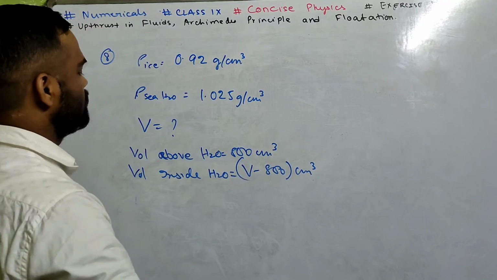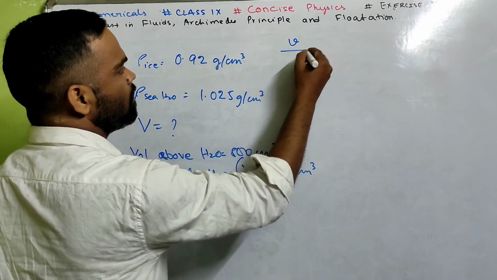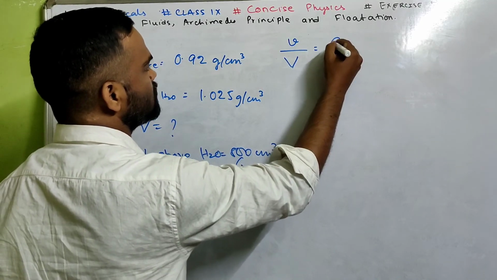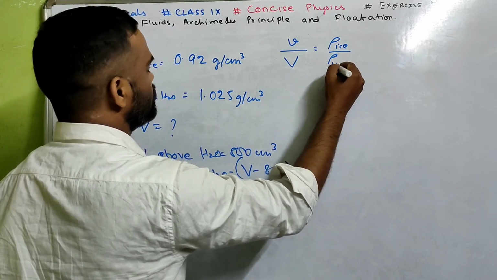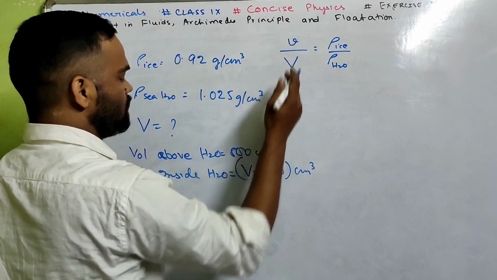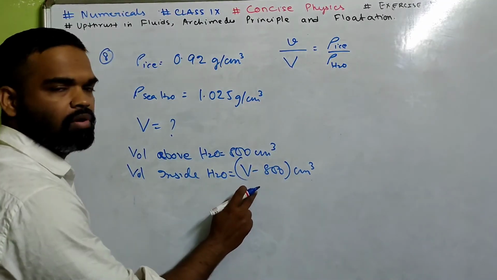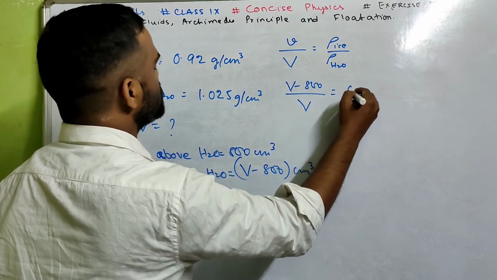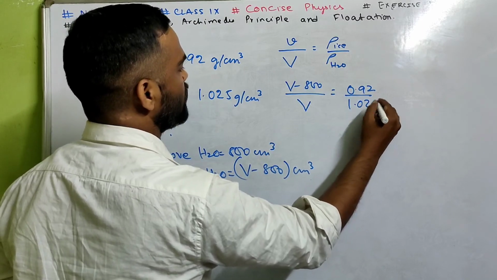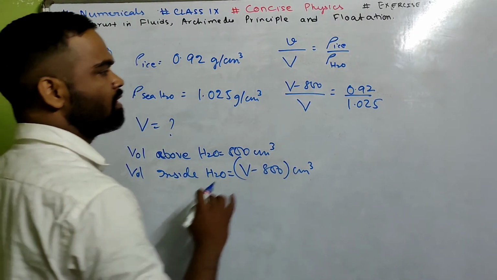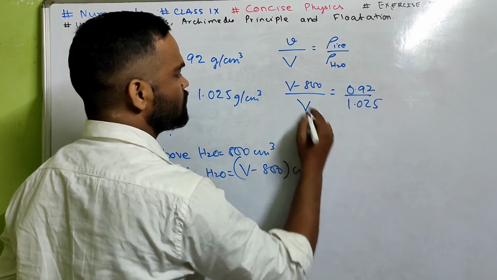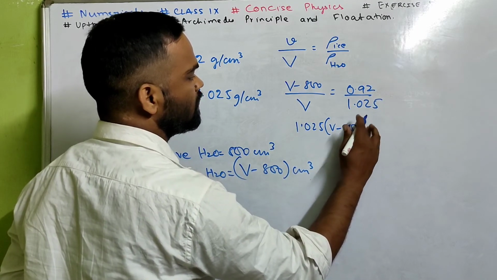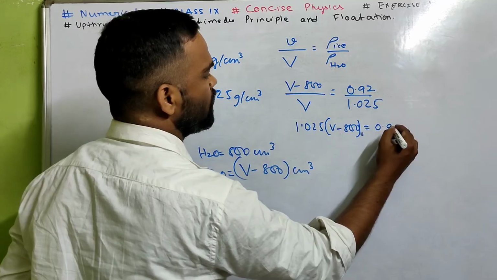Let us solve it. We know small v by capital V is equal to density of the solid, which is ice in this case, by density of the liquid, which is water, seawater of course. Then small v is the volume inside water, capital V minus 800, by V is equal to 0.92 by 1.025. Just substitute the value and now you solve it. So this goes over there, this comes over here. So 1.025 times (V minus 800) is equal to 0.92 V.